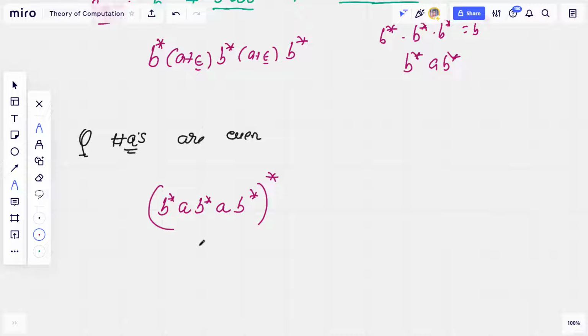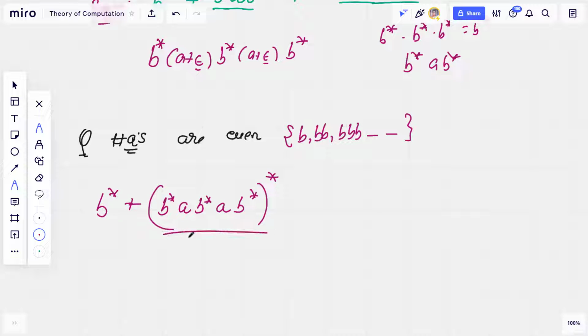If you think about it, we are missing something. This covers some part of this language, but we are missing only b's, where there are 0 a's. Of course, epsilon is present here. But 0 a's is also even, right? So we are missing this part of the language which contains only b. You can simply use a union operator here.